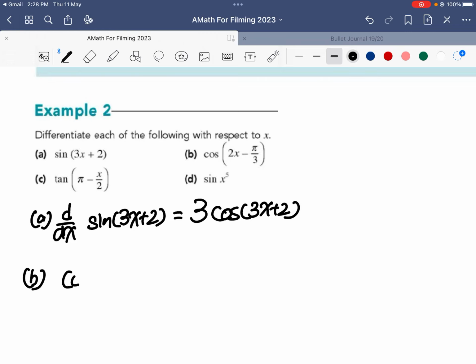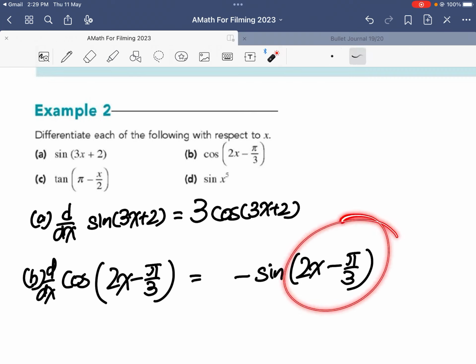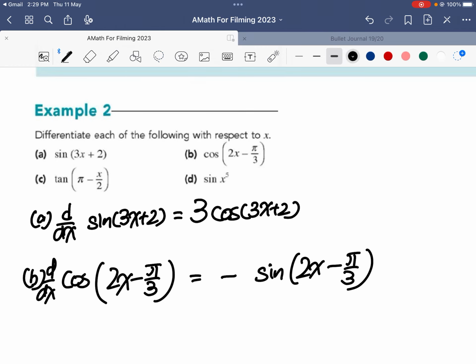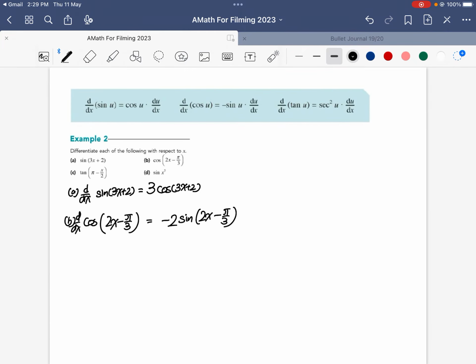Similarly, for part B, what we have is cosine of 2x minus pi over 3. Differentiating with respect to x, cosine gives me negative sine of 2x minus pi over 3. If you differentiate the bracket with respect to x, what you get is 2. So I'll just shift my negative a bit over here and put the 2 in front there. That is from what was inside the bracket itself.